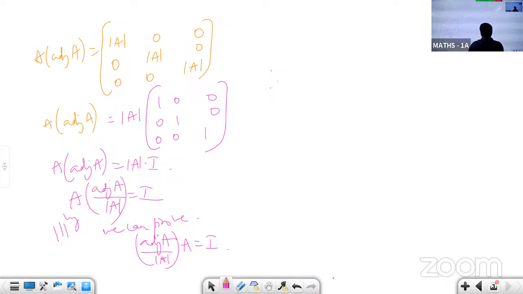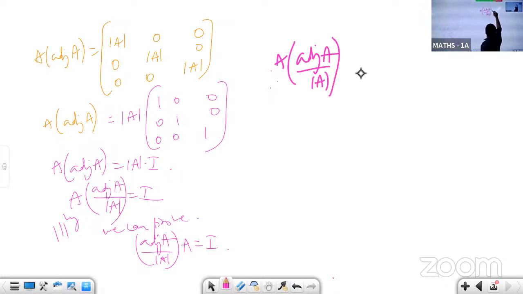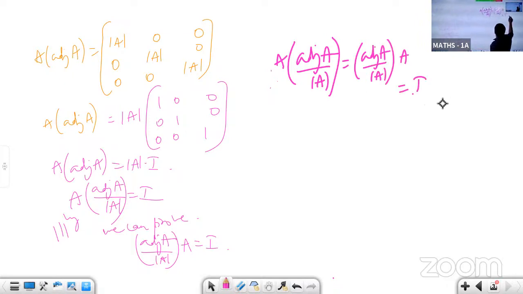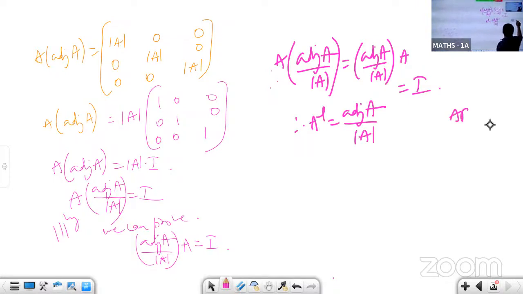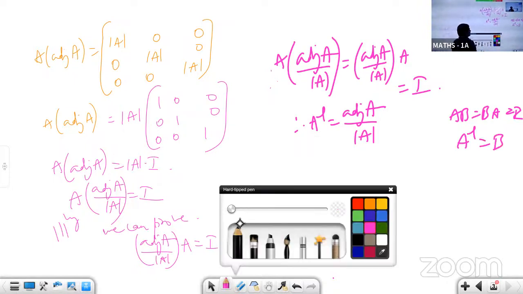So A into adjoint A. So therefore A into adjoint A by det A is equal to I, equal to adjoint A by det A into A is equal to I. Therefore, A inverse equal to adjoint A by det A. Why? Because whenever AB equal to BA equal to I, A inverse is equal to B. Is it clear? A inverse is equal to B.